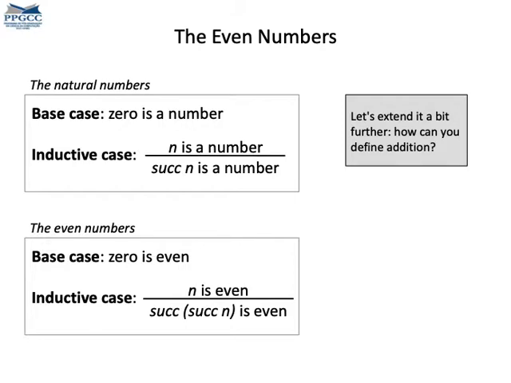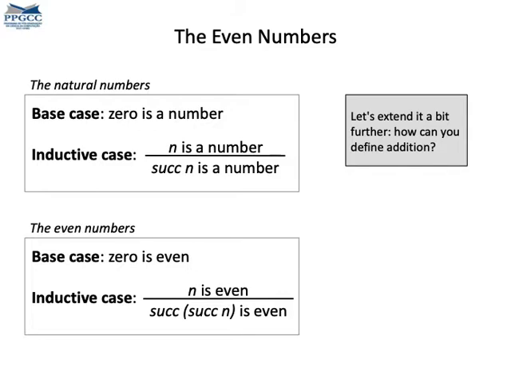To define even numbers, we follow similar principles. First, 0 is an even number. By the way, whenever I say number, I really mean a natural number. And if n is an even number, then suc of n is also an even number.